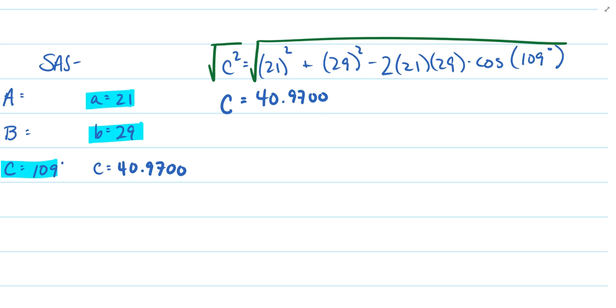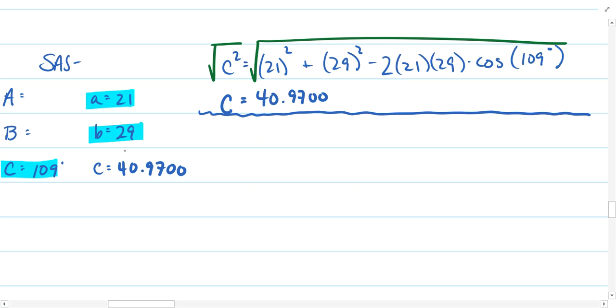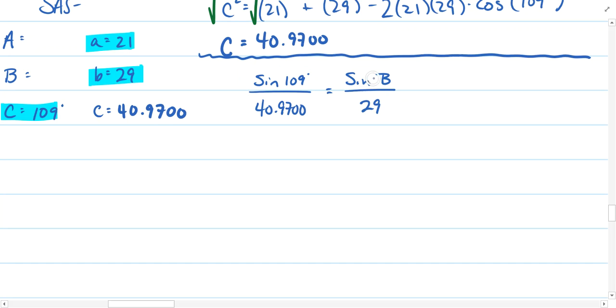Now, I don't know if the videos in class made this really clear or not, but I'll go ahead and reiterate this now. Since we have a nearly complete chart, we don't have to stick with the law of cosines anymore to finish solving this problem. In fact, we can switch to the law of sines at this point. I recognize that sine of 109 degrees divided by 40.9700 is going to be equivalent to sine of B degrees divided by 29. And so this is what's going to allow me to solve for angle B.